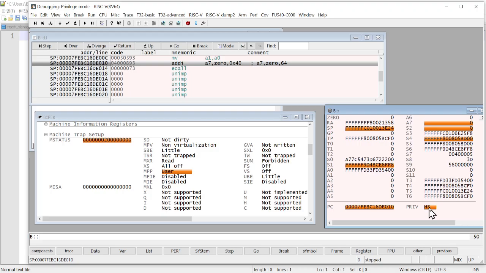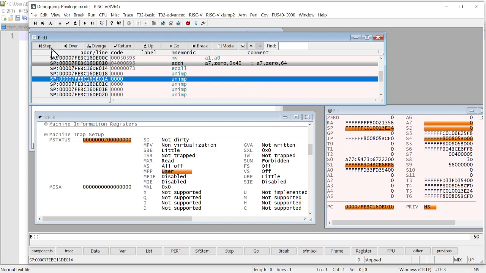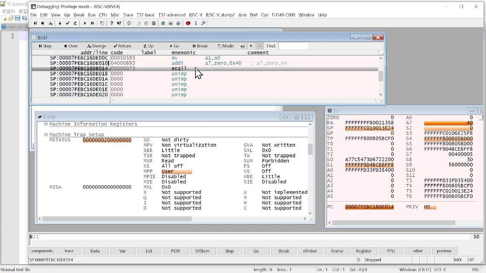So please take a look at this. The address starts with SP. This means that the current privilege mode is the supervisor mode. Now let me run this assembly instruction again. Now it's about to run a call assembly instruction again. And a call assembly instruction calls the trap.